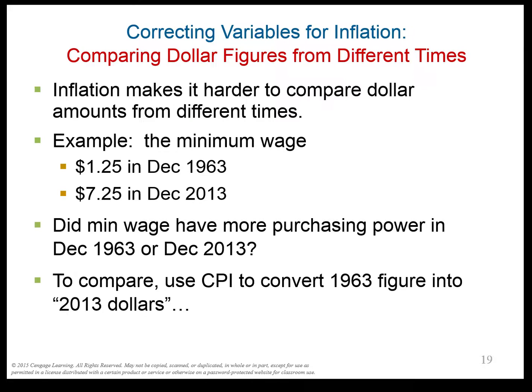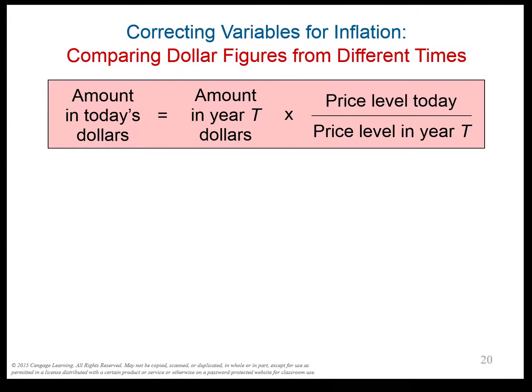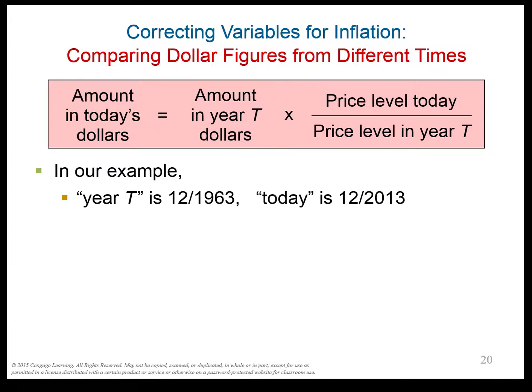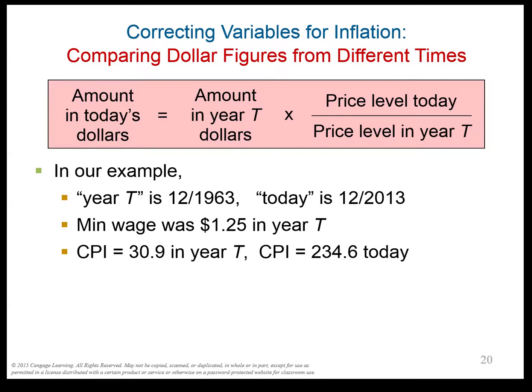We're going to use the CPI to change the 1963 dollars into 2013 dollars. Okay, and here's the formula you're going to use. Amount in today's dollars equals amount of the previous year dollars, times today's price level over that time's price level. Okay, so year T is December 1963, and today is December 2013. Minimum wage is $1.25. The CPI was 30.9 in year T, and the CPI was 234.6 today.